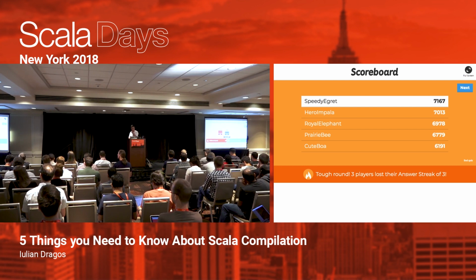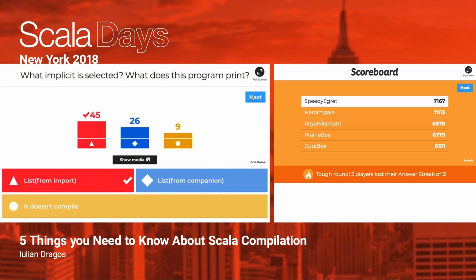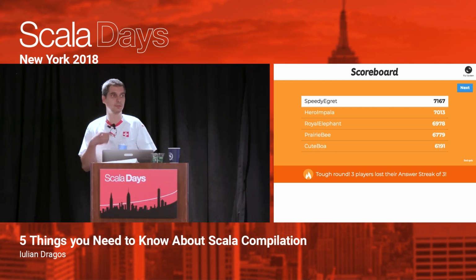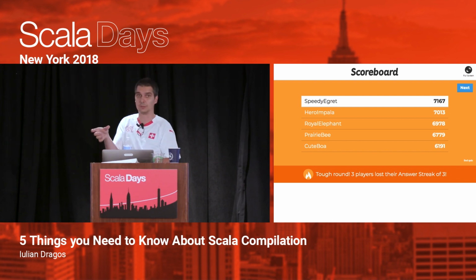Correct. Most people got it. It's the one from the import. I think the confusing part is that if you're going the import route, you actually have to jump through 2 hops. There's an implicit that needs a second implicit in order to give you the value you need, list of Foo, while the companion object gives it in 1 hop. It actually has a field with the right type.